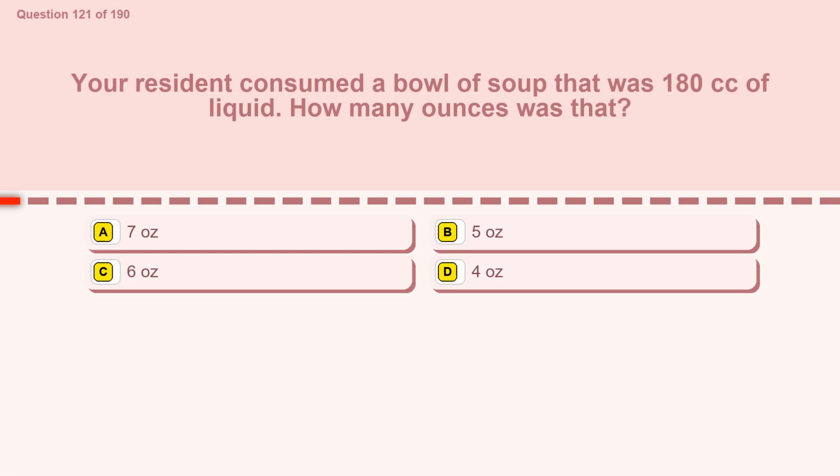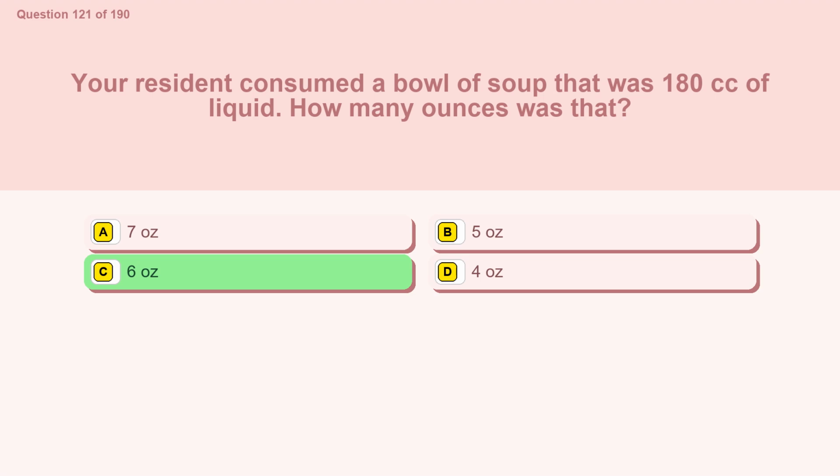Question 121. Your resident consumed a bowl of soup that was 180 cubic centimeters of liquid. How many ounces was that? Option A, 7 ounces. Option B, 5 ounces. Option C, 6 ounces. Option D, 4 ounces.